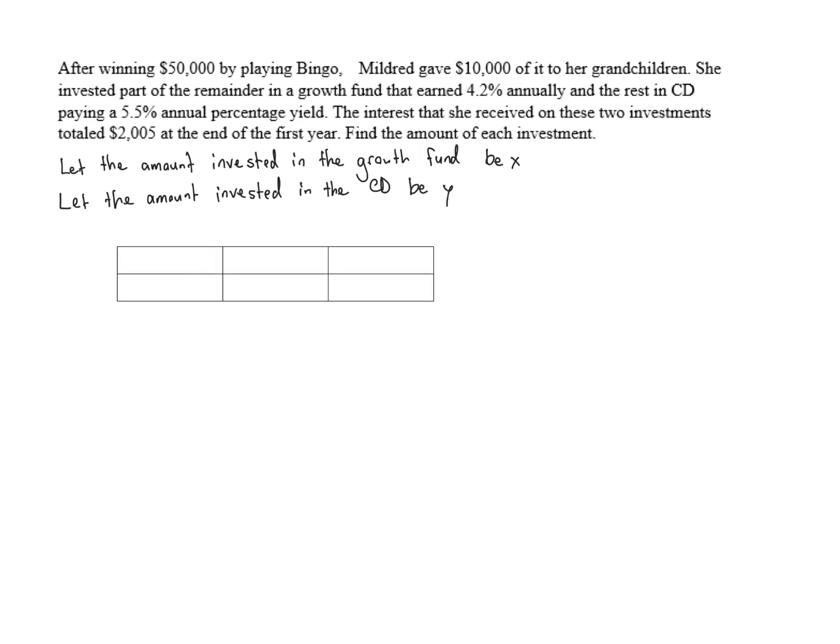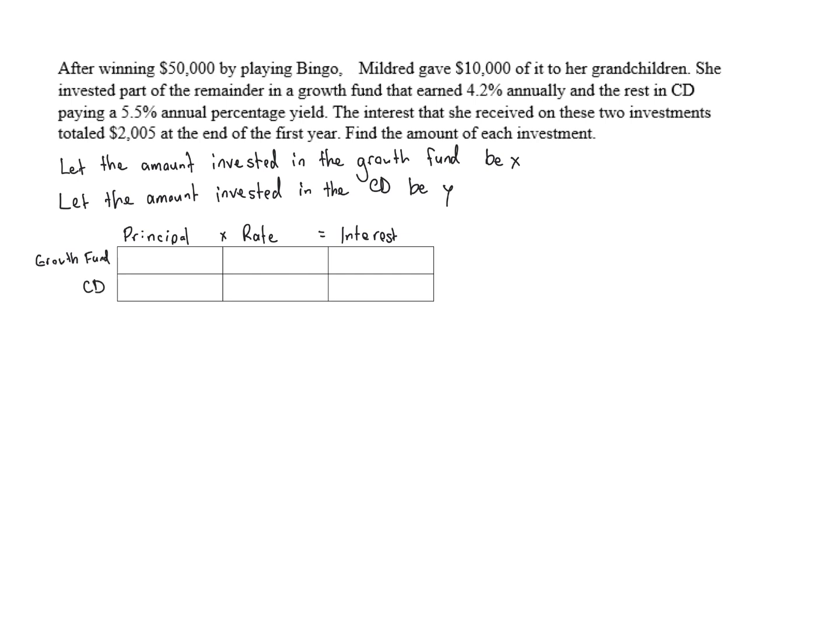What relationship will we use to set up the labels for our table? The relationship is principal times rate equals interest. Great. Now on the left-hand side, we need to label the two rows. The two accounts we have are the growth fund and the CD. So we can label those two rows as growth fund and CD.